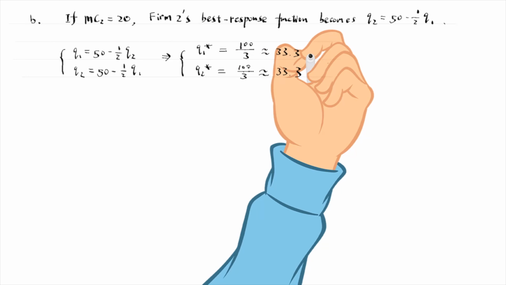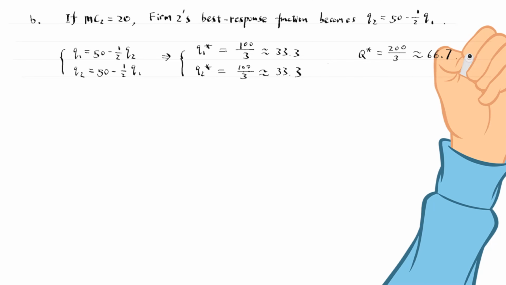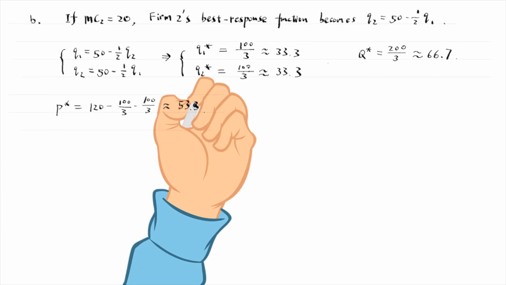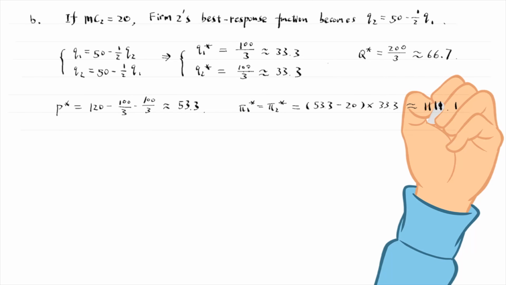Each firm produces 33.3 units. The market output is 66.7. The equilibrium price is 53.3. Each firm earns a profit of 1,111.1.